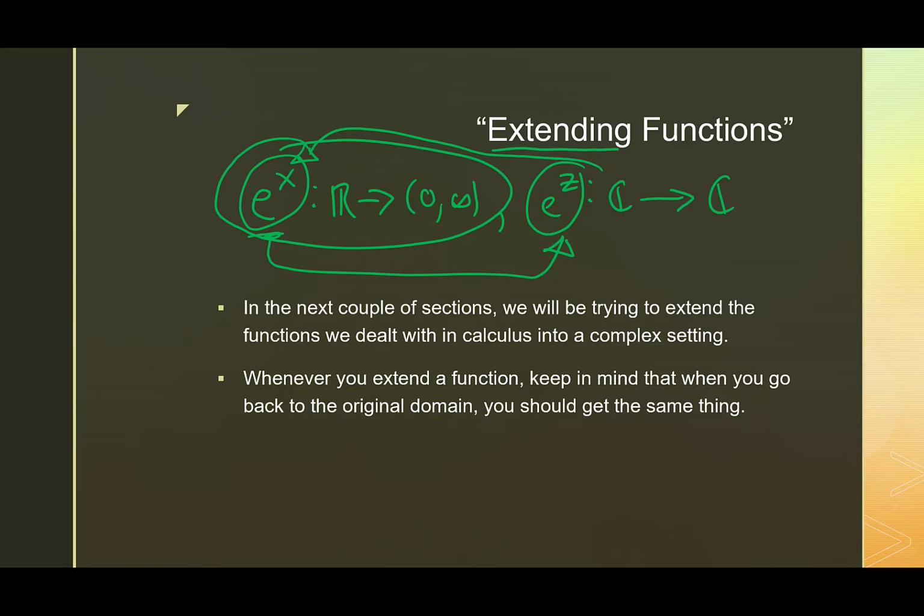Another reason is that we want to capture the same kind of properties our original functions had. Remember, e to the x has a lot of cool properties, like e to the x times e to the y is e to the x plus y. E to the x raised to the r is equal to e to the xr. So when we're extending these functions, we want to try to capture a lot of these old properties as well. Not everything's going to transfer over, especially when we get to the logarithm. We'll see one of our favorite properties of logs doesn't actually hold in the complex sense.